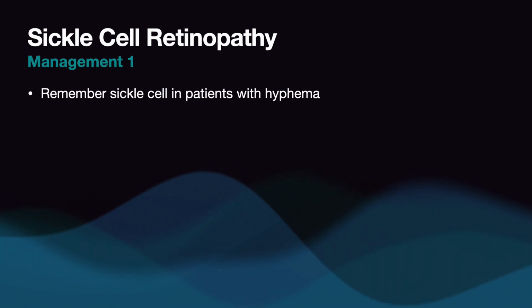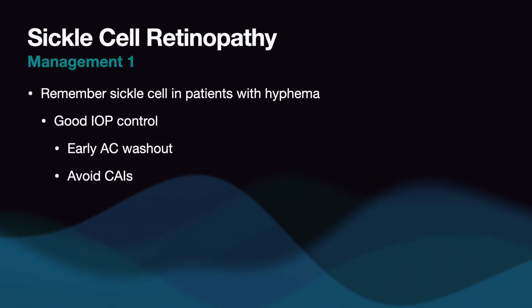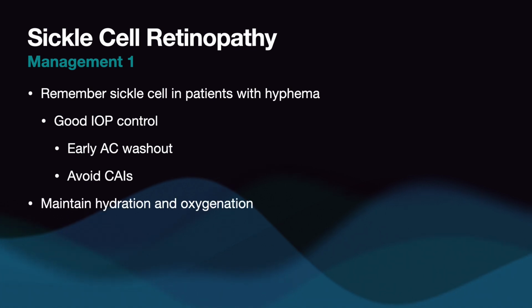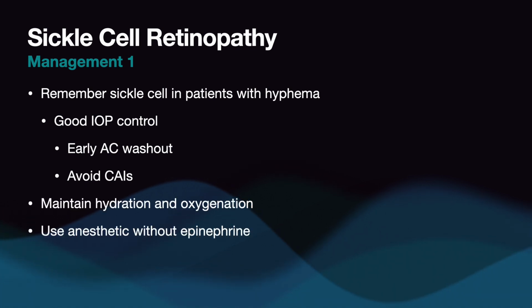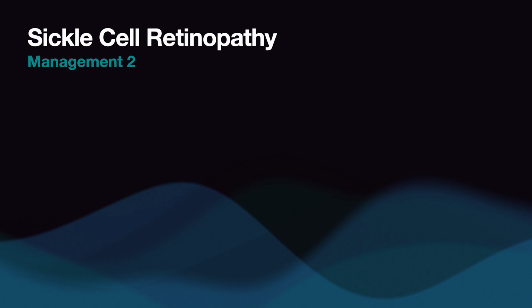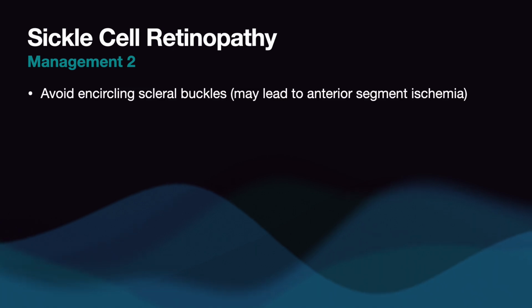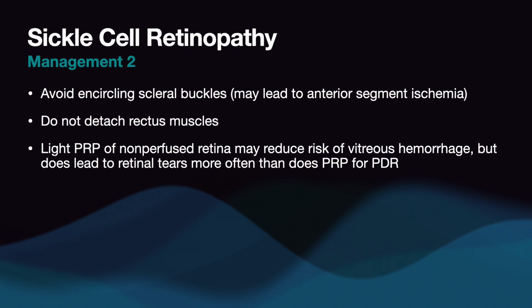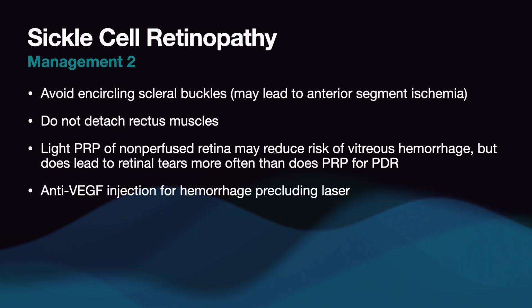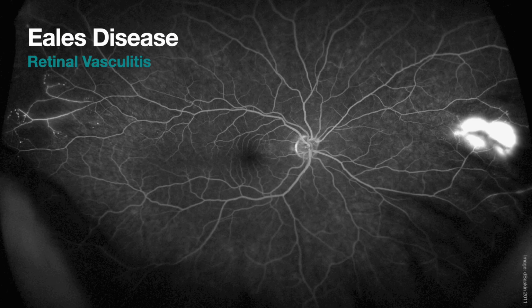So the management of sickle cell. Remember sickle cell in those patients with hyphema: good IOP control, early AC washout, avoid carbonic anhydrase inhibitors, maintain hydration and oxygenation, and use an anesthetic without epinephrine. Avoid encircling scleral buckles. Don't detach rectus muscles. Light PRP of non-perfused retina may reduce the risk of vitreous hemorrhage, but does lead to retinal tears more often than does PRP for PDR. Anti-VEGF injection for hemorrhage precluding laser.